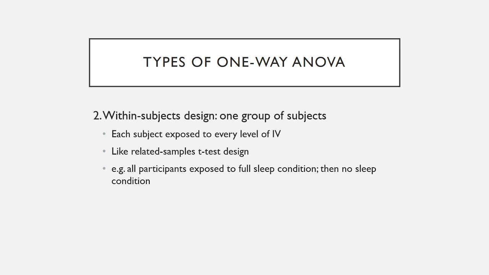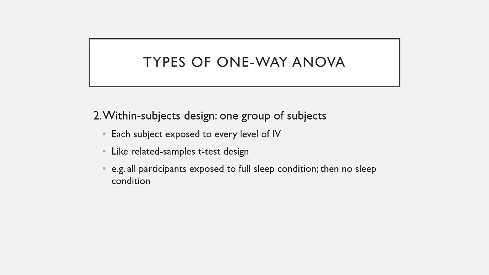You could have a within subjects design with your one-way ANOVA. Again, a single independent variable. The idea, though, is that if you have an independent variable that has 3 or more levels within it, your participants would walk through each one of those conditions in a series of exposures. So this is like a related samples or repeated measures t-test.